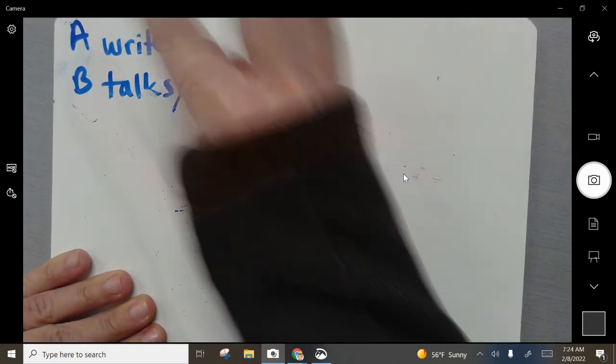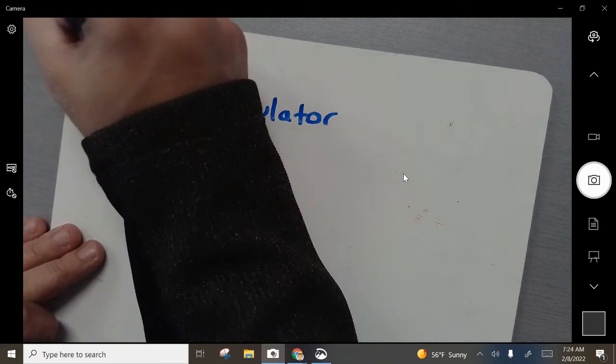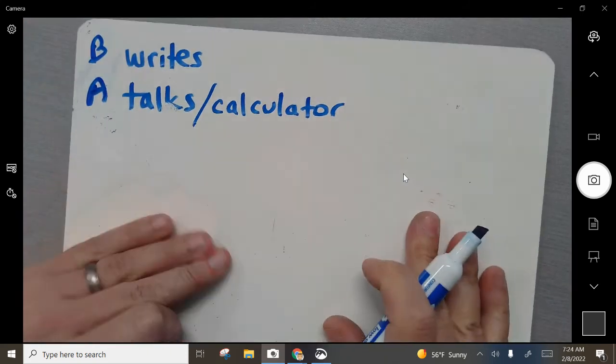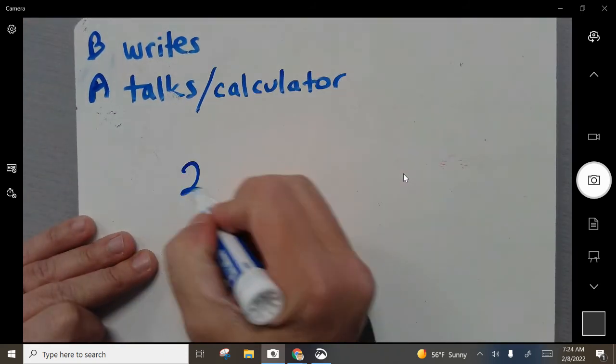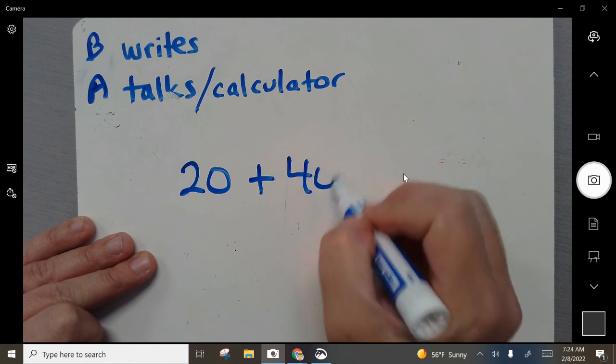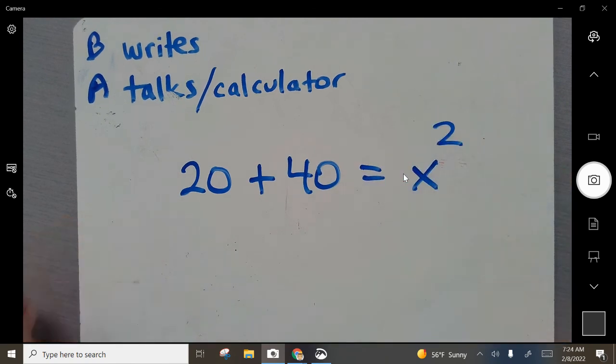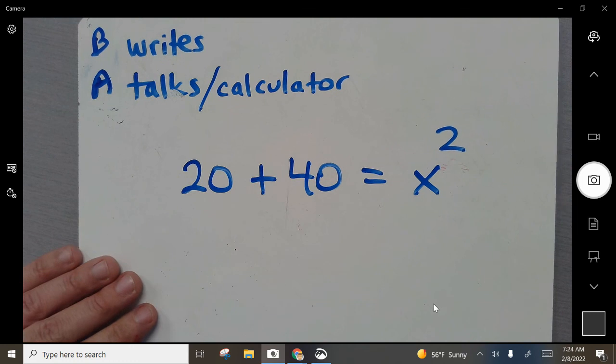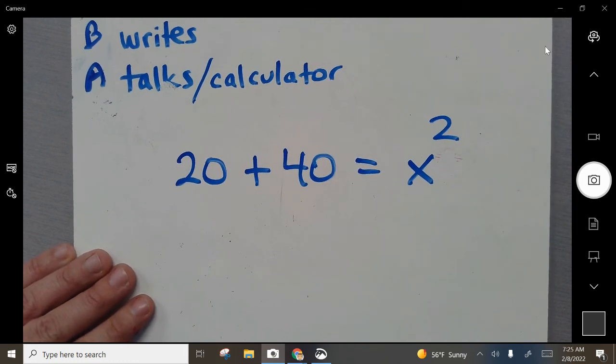Now, I'm going to switch roles a little bit here. Let's see if you guys can handle something that looks just a little bit different, but nothing too crazy. Watch this out. 20 plus 40 equals x squared. Now, this looks different, but this is how some of your problems are going to look once we take it up a notch next week. Now, what do you notice?